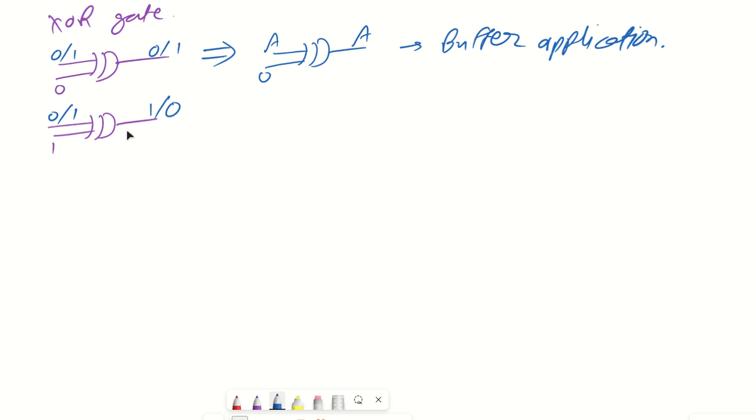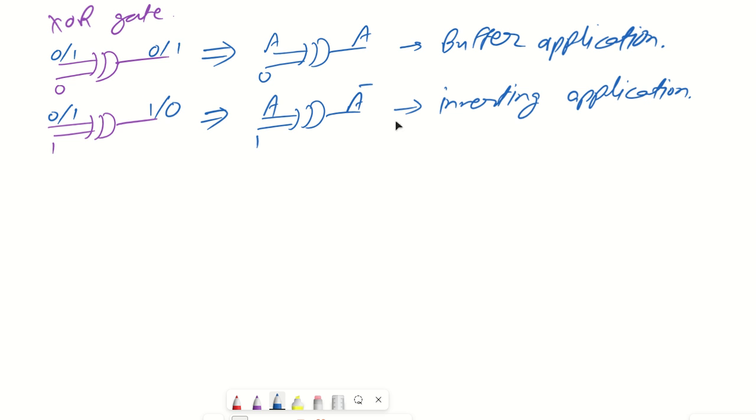Now let us see this one. This is my XOR gate, and one of the inputs is tied to 1. So what is happening? If we tie this to 1, my 0 is becoming 1 and 1 is becoming 0. It means if my input is A, my output is getting inverted. So it is nothing but an inverter application. Okay.